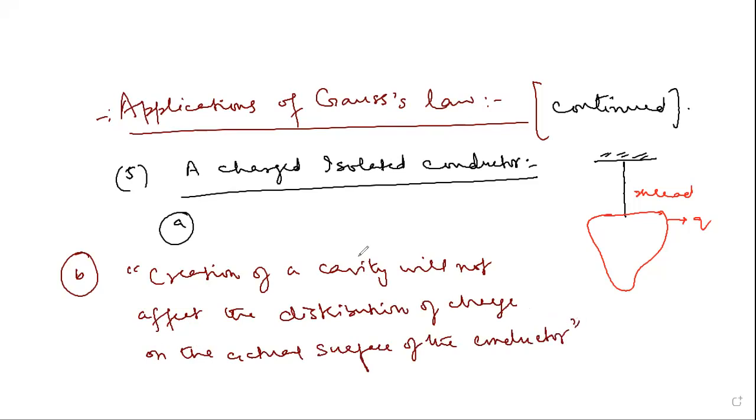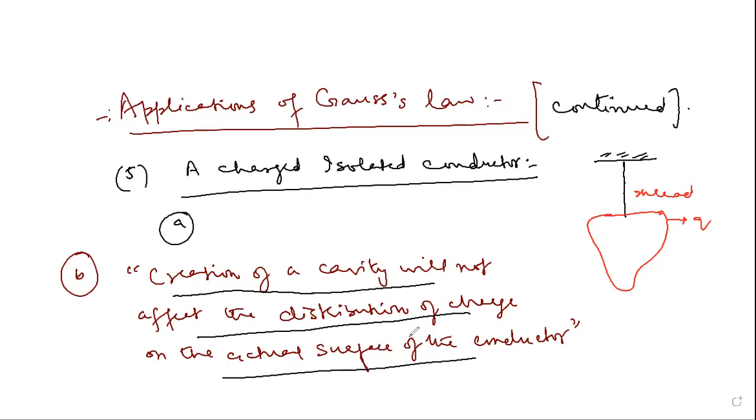I'm saying if I create a cavity inside this isolated charged conductor, that is not going to affect the distribution of this charge Q on the outer surface. That means creation of a cavity will not disturb this distribution, right? Now, how to prove that? Let me show a diagram.